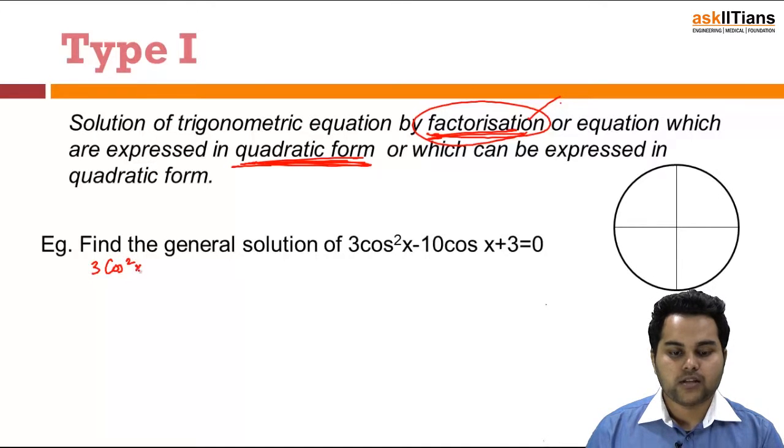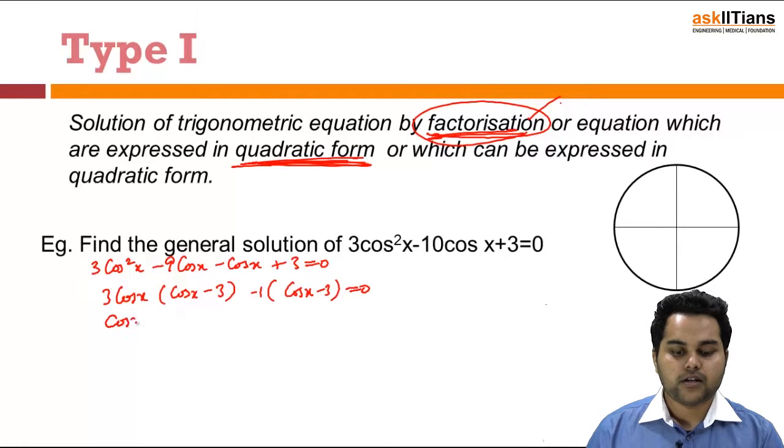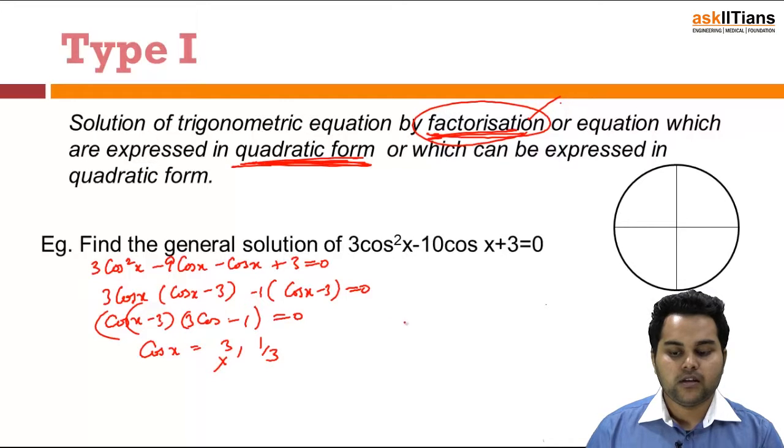3 cos square x minus 9 cos x minus cos x plus 3 is equal to 0. That gives me 3 cos x taken common, which leaves me with cos x minus 3, and minus 1 taken common, which gives me cos x minus 3. Now cos x minus 3 is taken as common and leaves me with 3 cos x minus 1 is equal to 0. So cos x will have two values, either equal to 3 or 1 by 3. 3 can be rejected as cos x lies between 1 and minus 1.